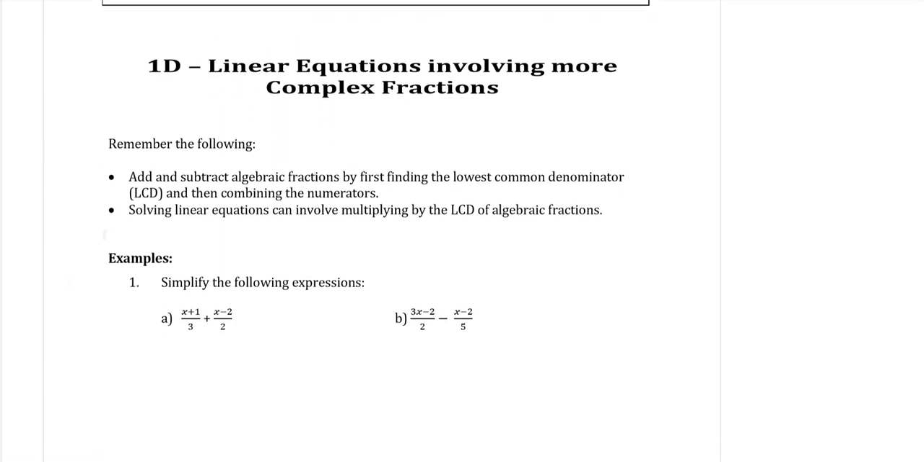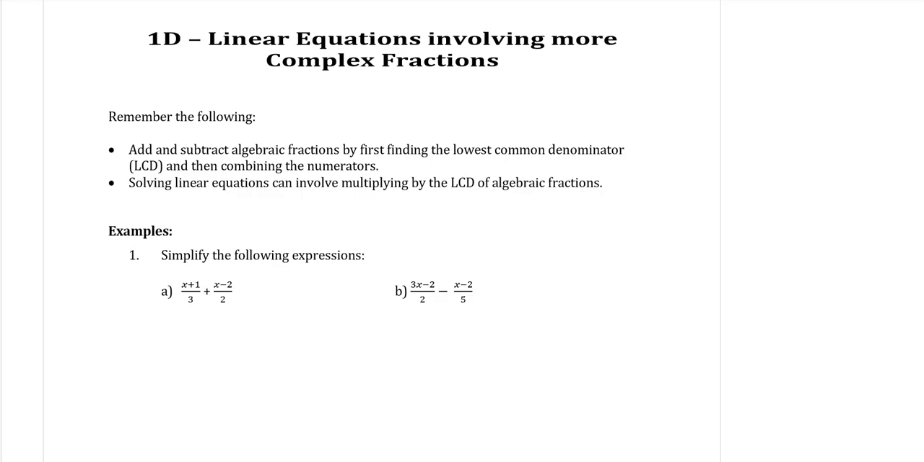Okay, new questions. Ones with more complicated fractions. So we're not solving equations, we're just practicing simplifying fractions by finding a lowest common denominator. So that's here in the remember the following. If you're wanting to add fractions together, you have to find the lowest common denominator first and then combine the numerators. And it says solving linear equations can involve multiplying by the lowest common denominator of fraction. So question 1, we're just simplifying, and then we'll move into some equations after that.